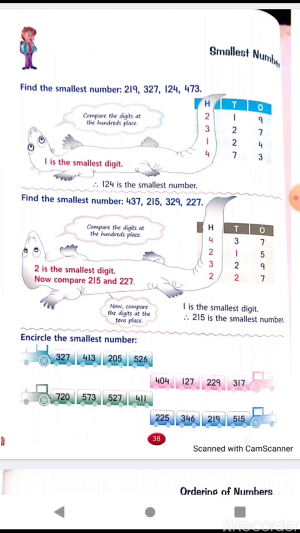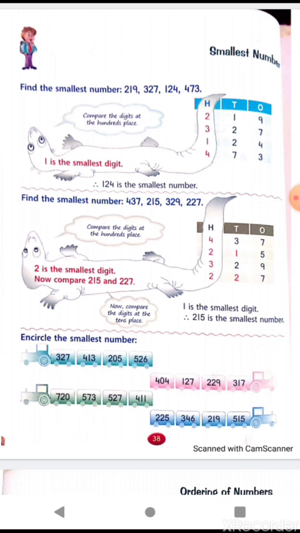So again we compare the digits at hundreds place. Here it is 4, 2, 3 and 2 respectively. Now 2 numbers have got 2 at hundreds place. 4 and 3 are greater than 2. So obviously 437 and 329 cannot be the smallest number. So we are left with 215 and 227. Now both these numbers have got 2 at hundreds place. So what do we do? We move on to the next place, that is tens place.